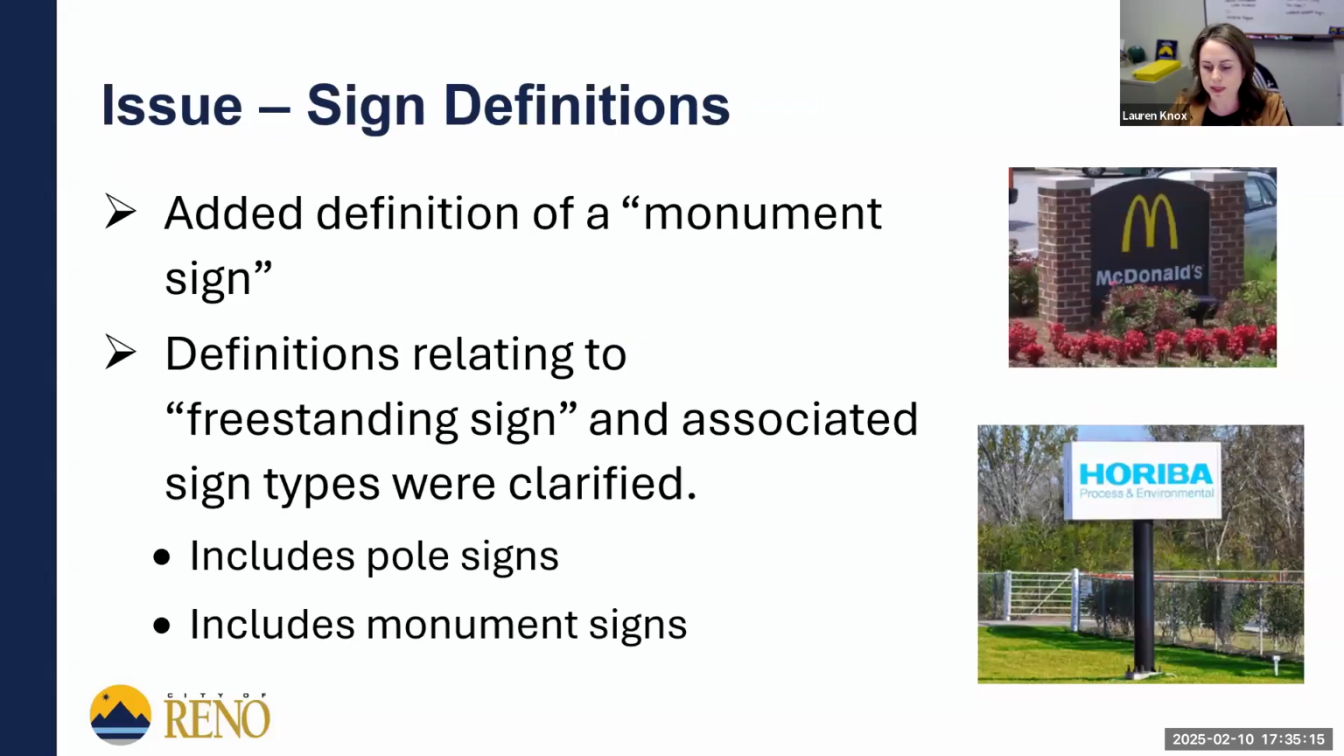To get a little more specific on some of the changes we made, I'm going to walk us through some of the items that were in the first draft. We had some definition clarifications or inclusions that we needed. We did not have a definition for a monument sign, so we went ahead and included that. A monument sign is pretty similar to what you see here, this McDonald's sign. We also wanted to be clear about the definition for a freestanding sign and what types of signs are included with a freestanding sign. Those are generally what we refer to as our pole signs and our monument signs. Both of those are different types of freestanding signs as opposed to, say, a wall sign.